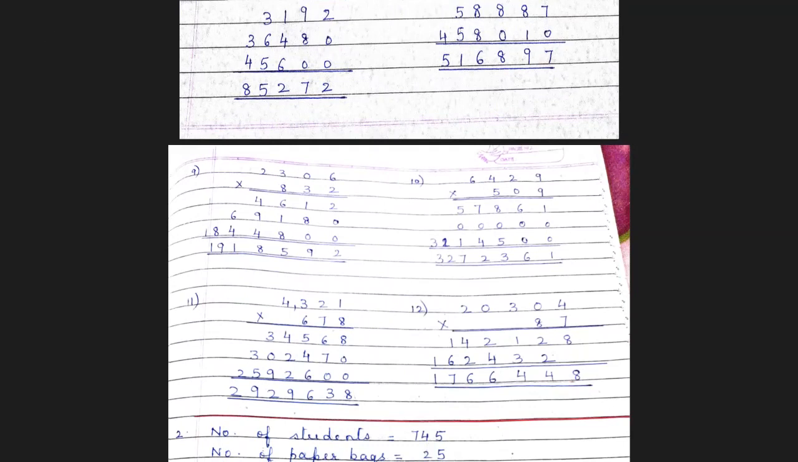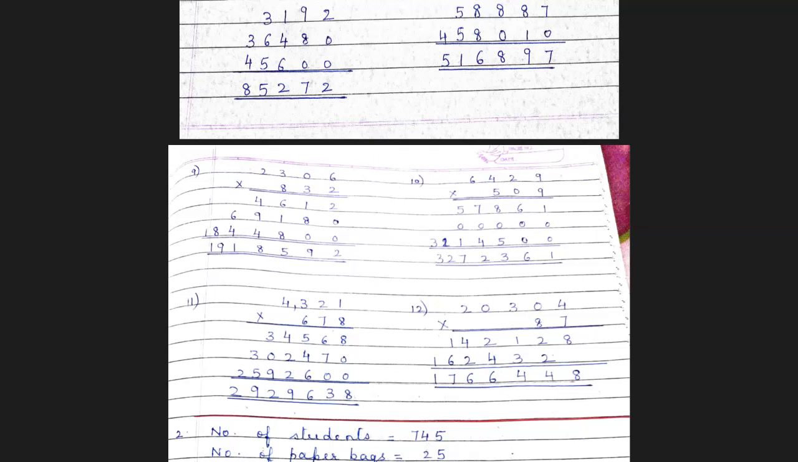I'll explain to you one more sum. Question number 12. 20304 multiplied with 87. 7 fours are 28. 8 carry over 2. 7 into 0, 0 plus 2 is 2. 7 into 3, 21. 1 carry over 2. 7 into 0, 0 plus 2, 2. 7 into 2, 14. Next step, 8 fours are 32. 2 carry over 3. 3 is on top of 0. So 8 into 0, 0 plus 3, 3. 8 threes are 24. 4 carry over 2. 8 into 0, 0 plus 2 is 2.